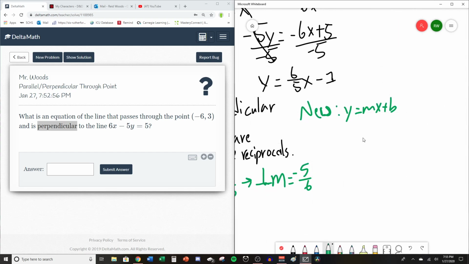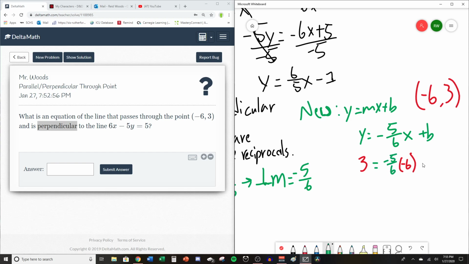So I'm going to go ahead and write that in. y equals -5/6 x plus b. Just like the last question, even with the parallel, we had (-6, 3) for our point. We need to use those points to help us solve this question. So I'm going to put a 3 here, and I'm going to put -6 here for x. We're just plugging those in. Everything else goes back in here. And we're going to go ahead and solve it.